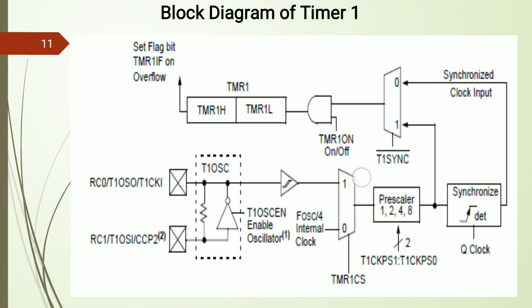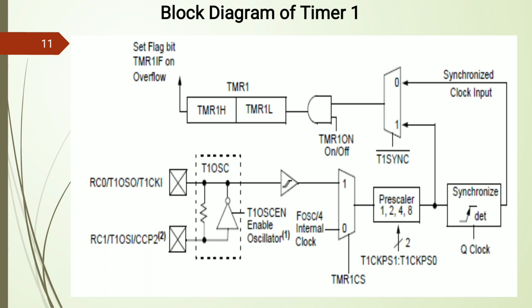After selecting the clock, whichever is selected, internal or external, we apply it to the prescaler circuit. The prescaling option is a maximum of 1:8. So 1:1, 1:2, 1:4 and 1:8. All four combinations are there. Based on that, we connect the selection bits, that is T1CKPS0 and T1CKPS1. Based on the combination 00, 01, 10 and 11, the prescaler ratio is selected.